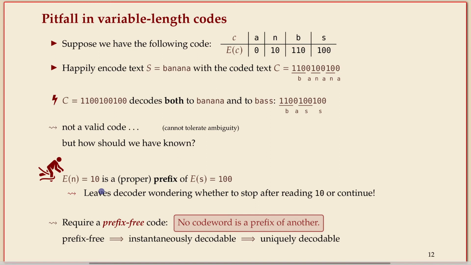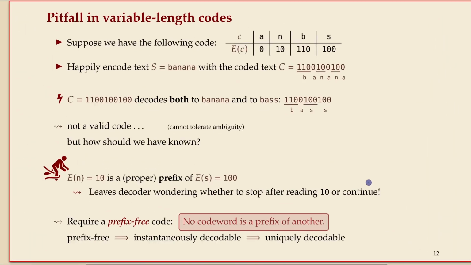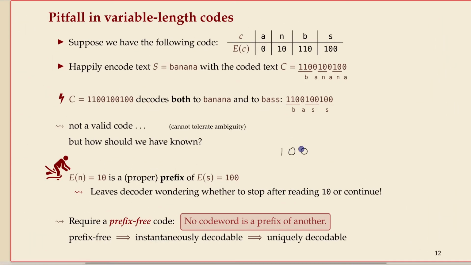What made this code nasty is that one code word, 10, is a prefix of another code word, 100. So when you decode and you read this 100 pattern, you start reading: 1 is not a code word, so I can't stop. 10 is a code word, so I could stop, but I could also continue. And at this point, the decoder doesn't know what to do unless you help him out.